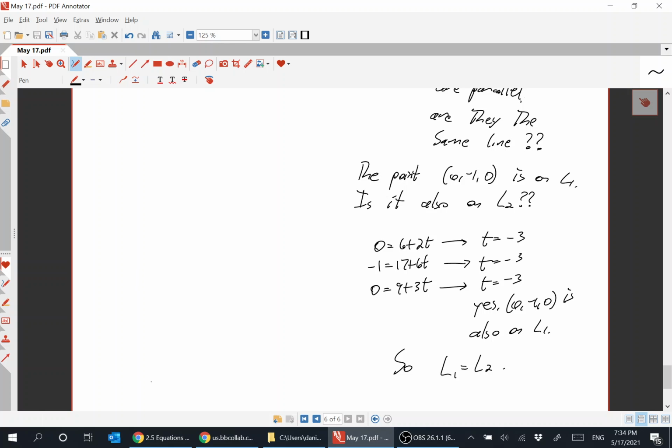So that's how you would tell if lines are equal. First, check if they're parallel, and then see if there's a common point. If they were parallel but not equal, they would have no common points.